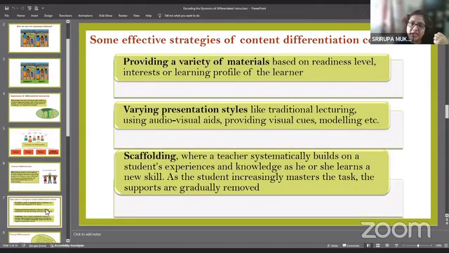Now, some very effective strategies of content differentiation could be, as I said, the first thing that comes to our mind: providing a variety of resources, providing a variety of learning materials.